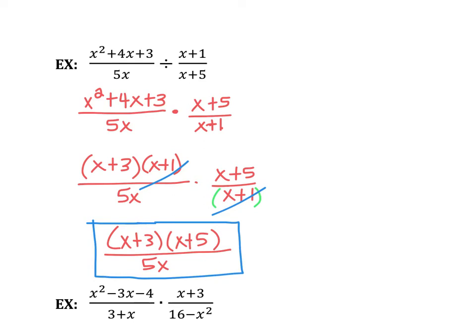And one more comment on this final answer. You can leave your final answer written in factored form like this one is. If you want to FOIL out the numerator and have it be x squared plus 8x plus 15 all divided by 5x, that's fine, but I'm completely fine with you leaving your final answer written in factored form as this one is.